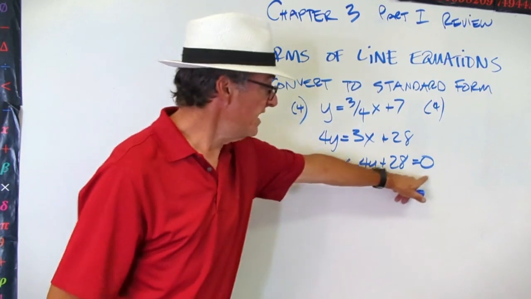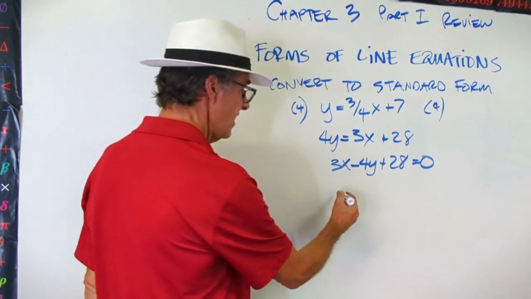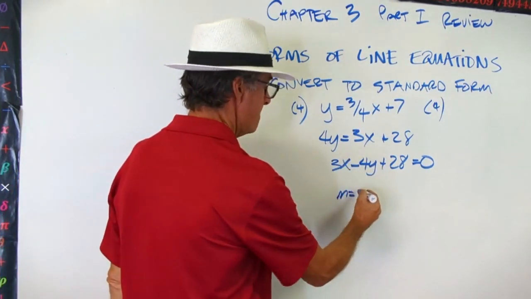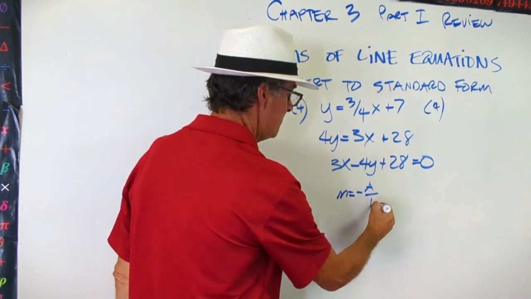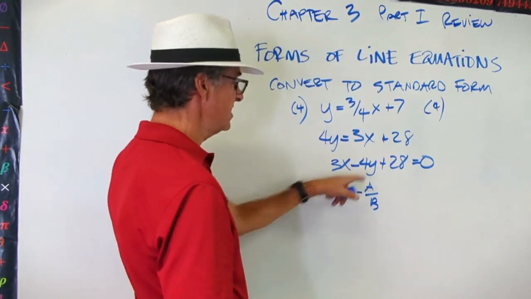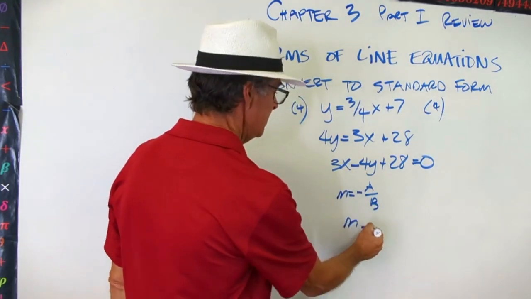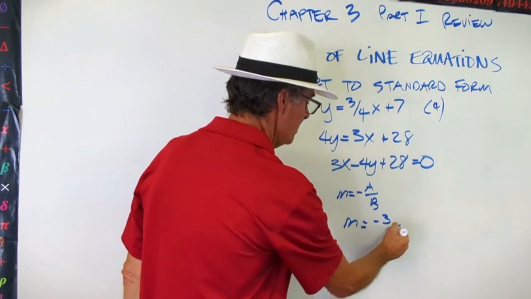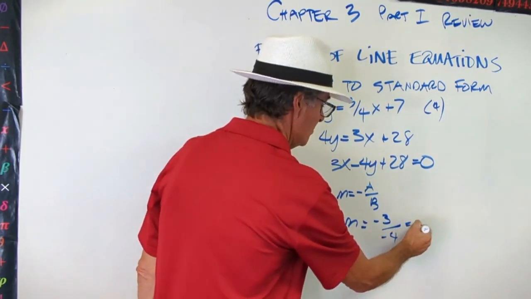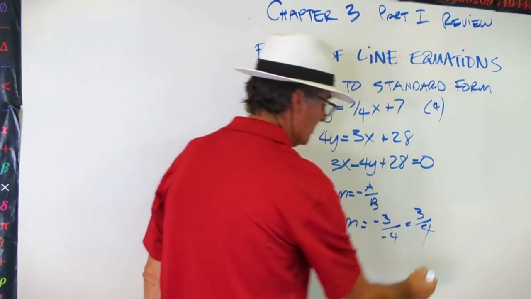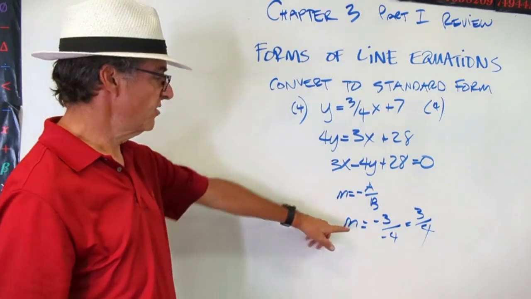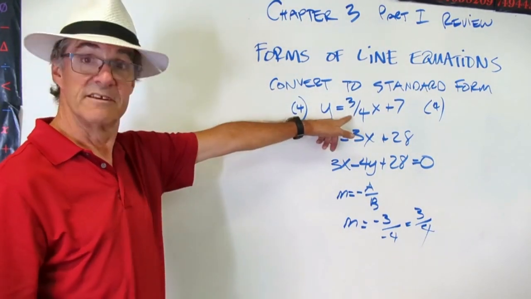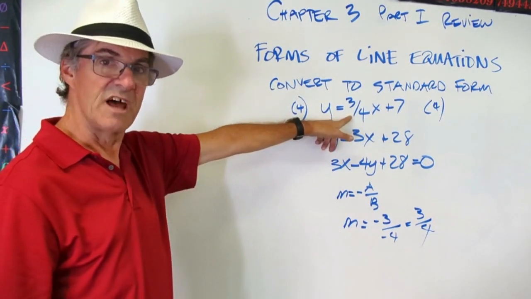Okay? Now there was a little trick I shared with you. You can get the gradient right out of here. The gradient is minus a over b. Here's my a, here's my b. So the gradient is minus 3 over minus 4, which is 3/4. So this line has a gradient of 3/4. Oh, guess what? That's where we started from, so we know we did that right.